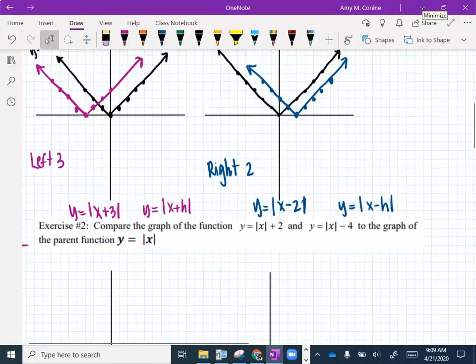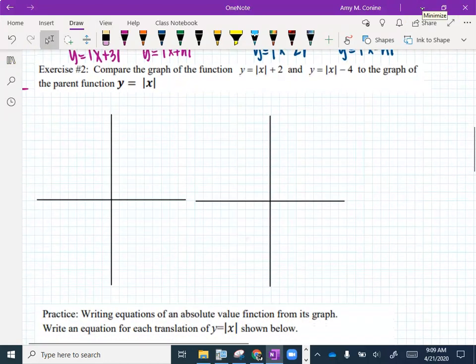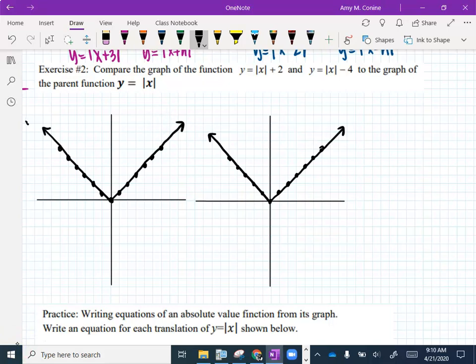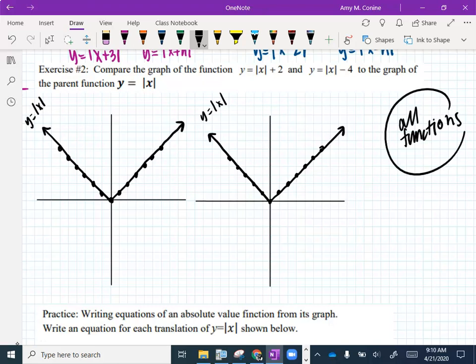All right, so the next one we're going to do, we're going to compare the graph of y equals absolute value of x, and then the plus 2 on the outside. And then same thing, we have absolute value of x minus 4 with the parent function. So I'm going to go ahead and do my parent function real quick. All right, so these are my parent functions. Again, we're using absolute value, but these transformations are true of all functions. So you can follow these rules for any function that we're going to talk about. So it's not just absolute value, it is all of them.